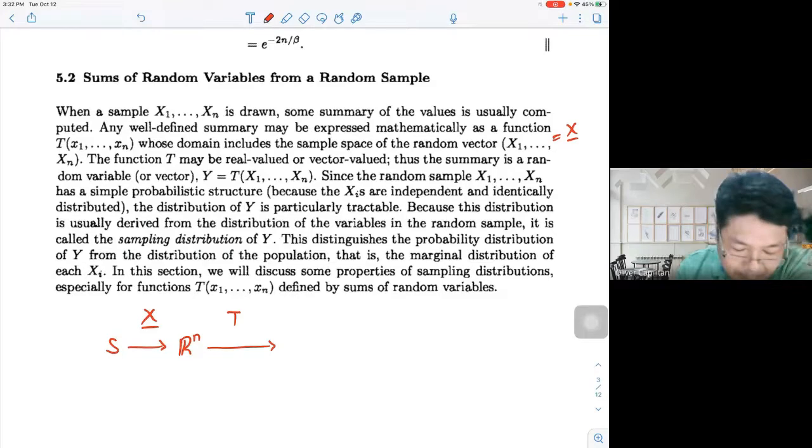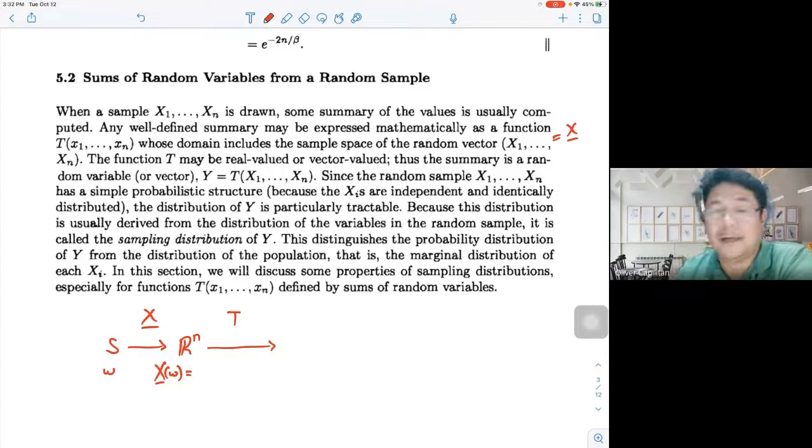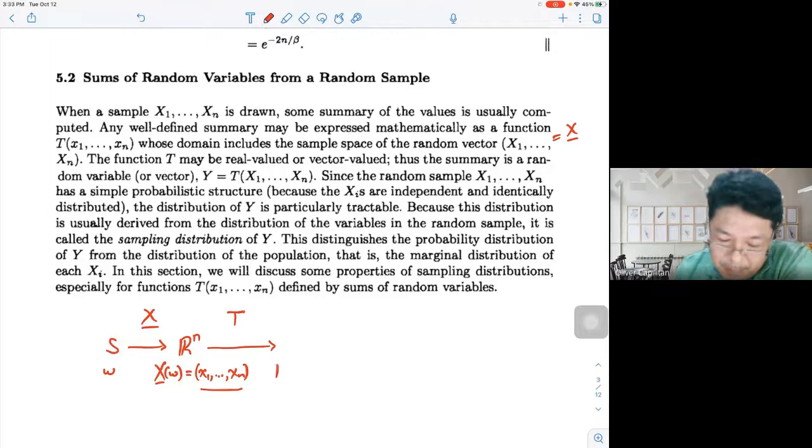In other words, if we have an element in our sample space, the image of that element under the random vector x, that is x of omega, gives us the n-tuple of real numbers, an element of R to the n. So we have x sub 1 and so on up to x sub n. This is now our n observations. That is why we have this t based on this sample point.